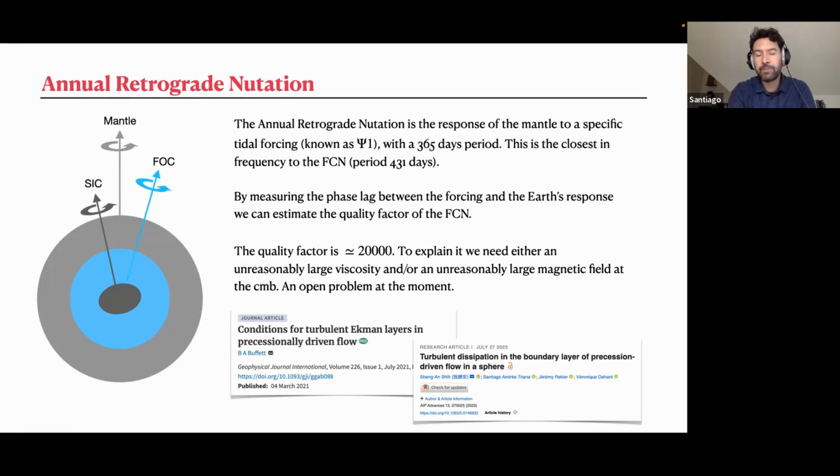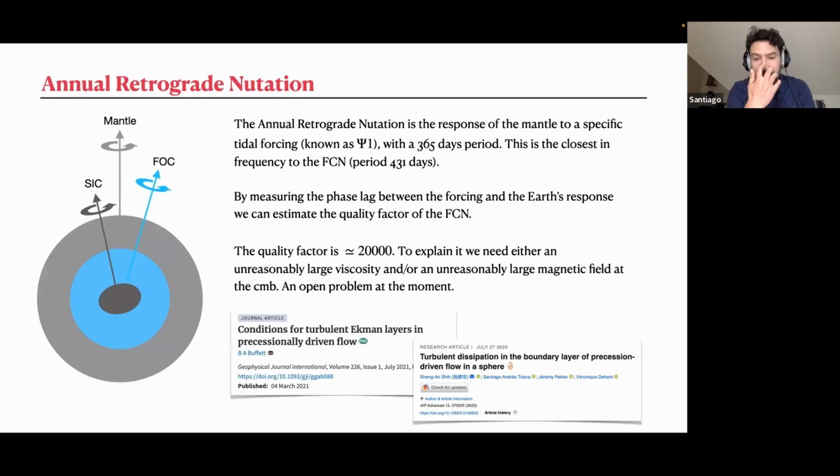If we take into account the viscosity of the Earth, that quality factor should have been much larger. To explain it, we would need a viscosity that is way too large, about 4 orders of magnitude larger than the molecular viscosity that we expect to exist in the core. Or the other possibility is that there is an unreasonably large magnetic field at the CMB. So we still don't have a very good idea of what's going on.